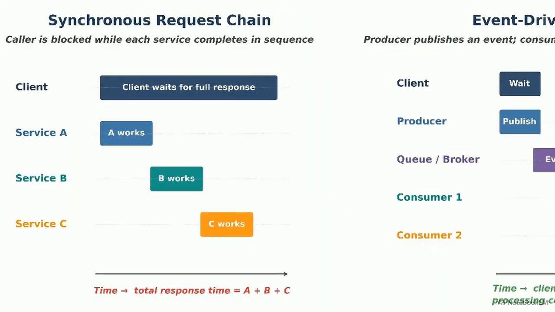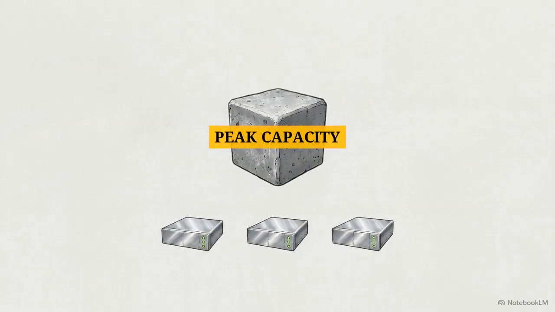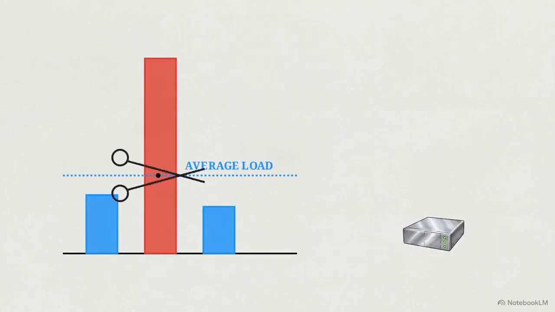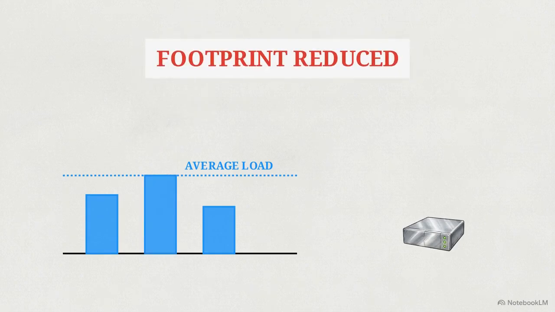On the left, a synchronous architecture blocks the caller, forcing infrastructure to sit idle and consume power waiting. On the right, an event-driven flow uses a message queue. The client is released immediately, while independent consumers process the heavy work at their own pace. This structural buffer means you no longer need to provision servers to survive your maximum peak traffic. You size your infrastructure for the average load, drastically reducing the idle baseline footprint of the entire system.